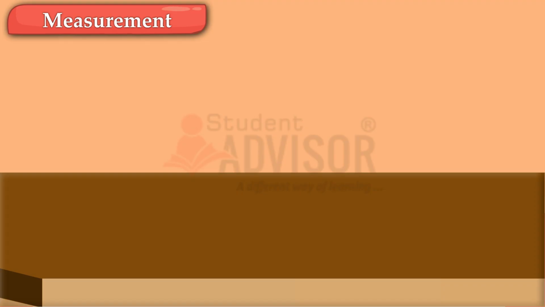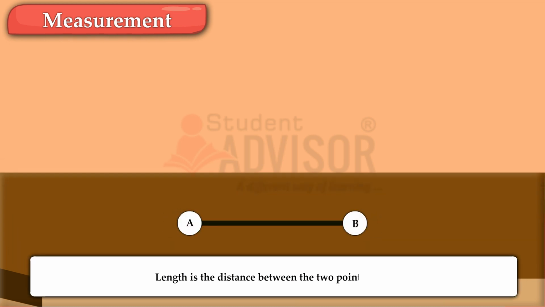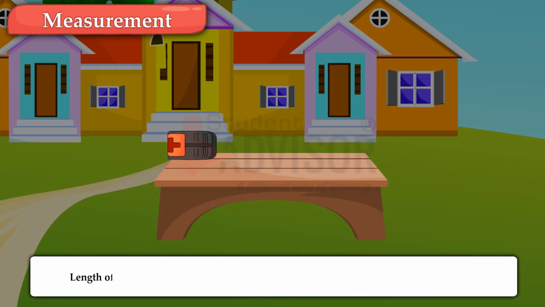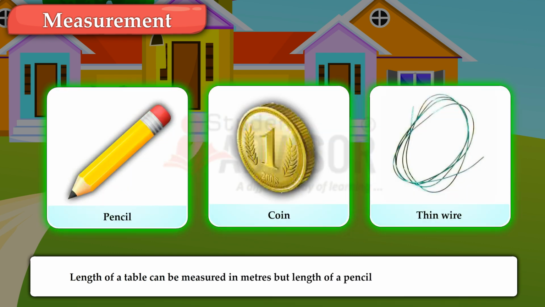Correct measurement of length. Length is the distance between the 2 points. Meter is used as a standard unit for measuring the length of an object. The type of unit used depends on the magnitude of length to be measured. Length of a table can be measured in meters, but length of a pencil or a coin or thin wire cannot be measured in meters. Length of small objects can be measured in millimeters or centimeters.